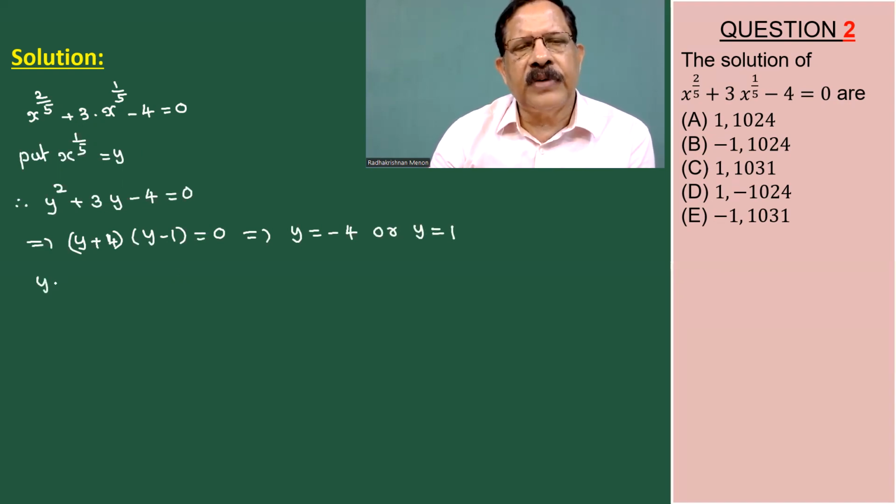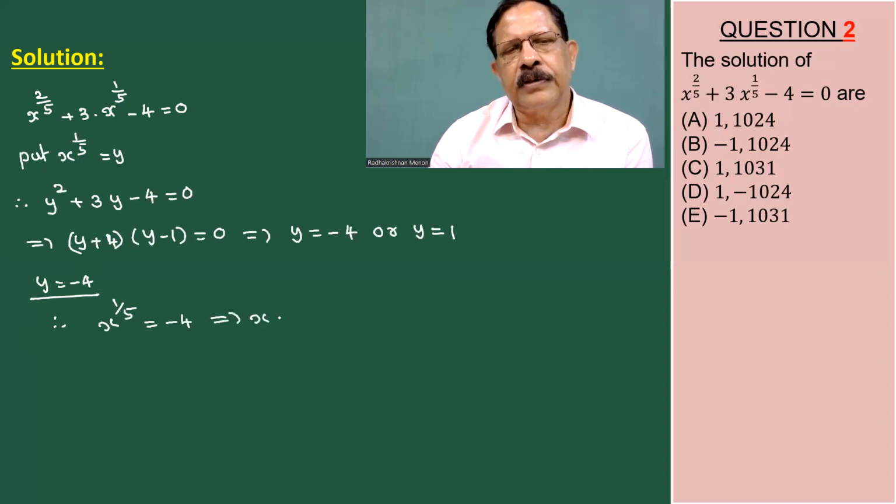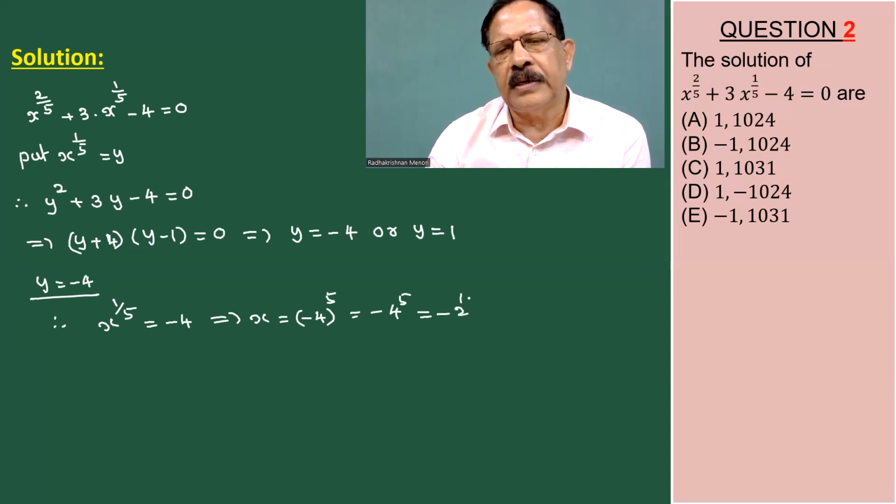So first case, y equal to minus 4. Therefore, what is y here? x raised to 1 by 5 is equal to minus 4. So x is equal to minus 4 raised to 5. So the power is odd, so minus remains, 4 raised to 5. 4 raised to 5 is nothing but 2 raised to 10. 2 raised to 10, we always remember, 1024.